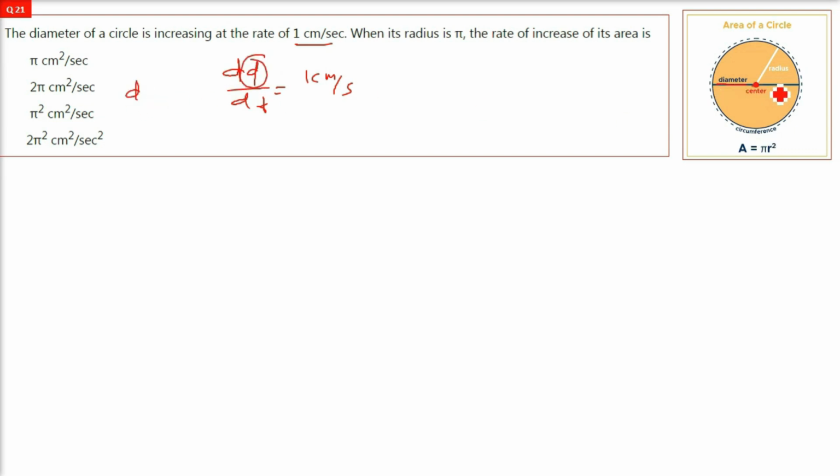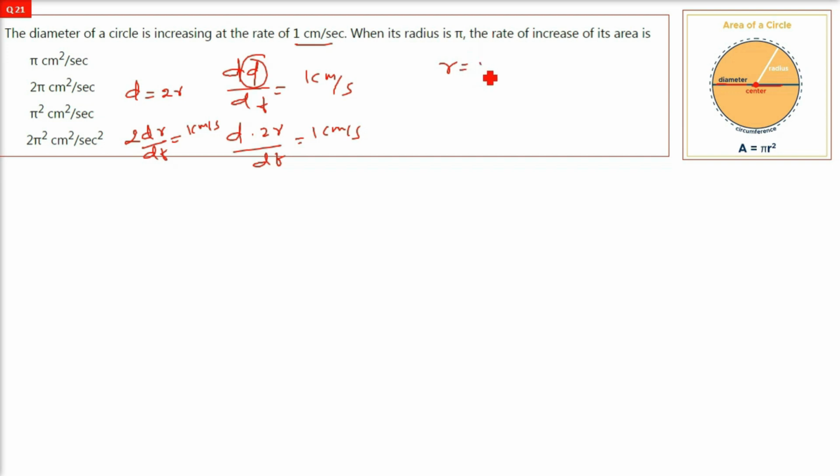So what is the diameter? Diameter is twice the radius, or you can say radius is half of diameter. So you can write it as 2r. So twice dr by dt is 1 centimeter per second. This is just for your understanding. We are not going to use this in the solution.